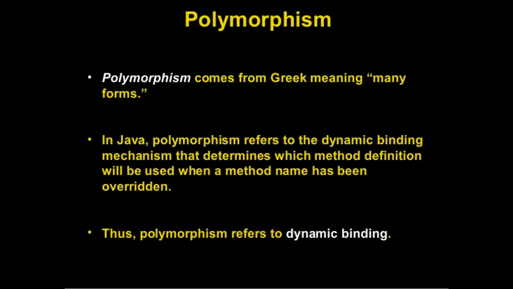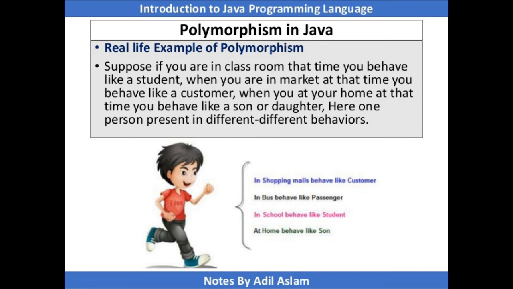The next feature is polymorphism. It is a process of using a function for more than one purpose. For example, consider yourself. If you're going to a shopping mall, you behave like a customer. In bus, you behave like a passenger. In school, you behave like a student. And at home, you behave like a son. So one person acting differently in different situations. And this feature is polymorphism. And this polymorphism is implemented in programming using function overloading, which will also be discussed later.